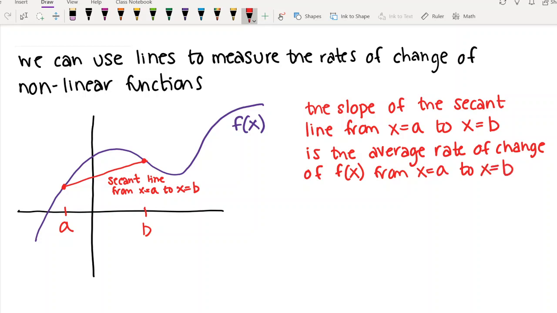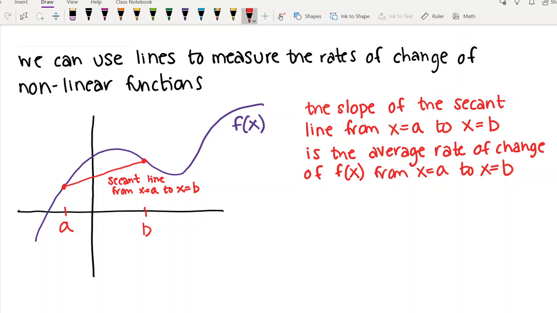And so what do I mean when I say average rate of change? Well, it's basically like, what's the general trend, right? Like if you look at this function, it's going up, it's going down, but if we look at the general trend between a and b, it's slightly going up. So it's not giving us a lot of detail, but it's just telling us this general trend idea.